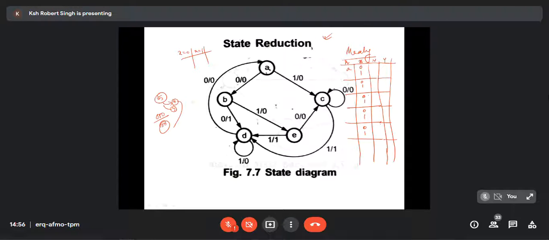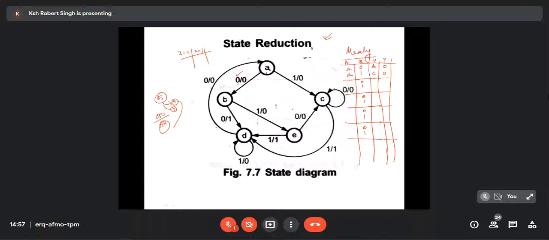So from A, when X is 0, it goes to B. If I make any mistake, please tell me. From A, it goes to B when input is 0 and output is 0. From A, when input is 1, it goes to C and output is 0. Is it okay?